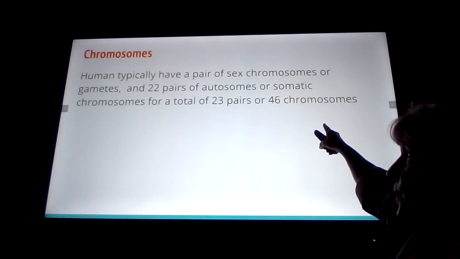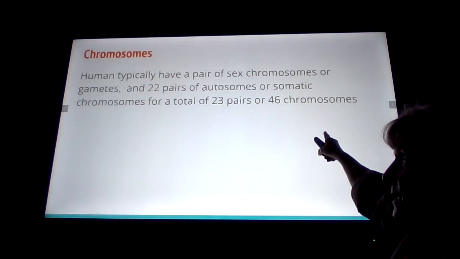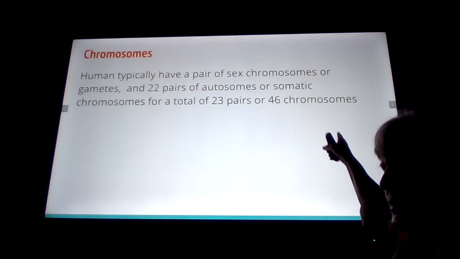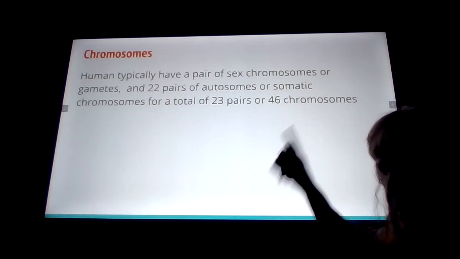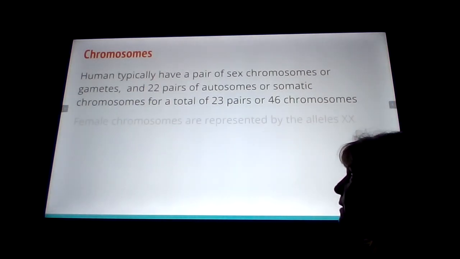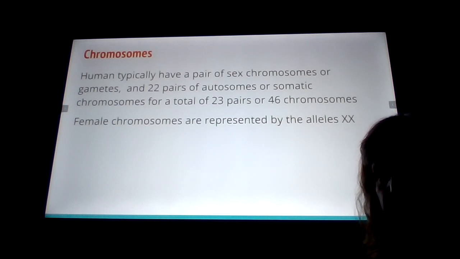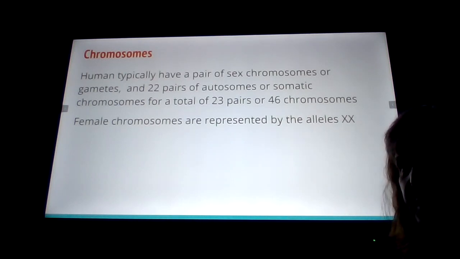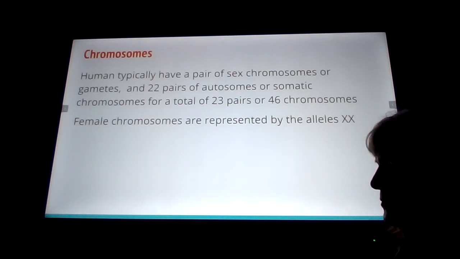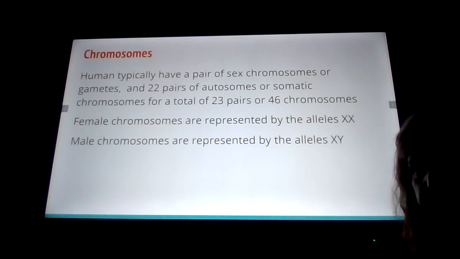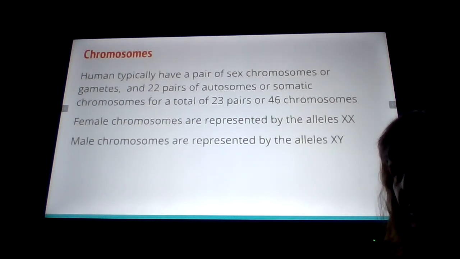So when you're looking at problems and they're asking for the number of pairs or the number of chromosomes, again, make sure that you are reading the problem carefully. Okay. Female chromosomes are represented by the alleles XX. Male chromosomes are represented by the alleles XY.